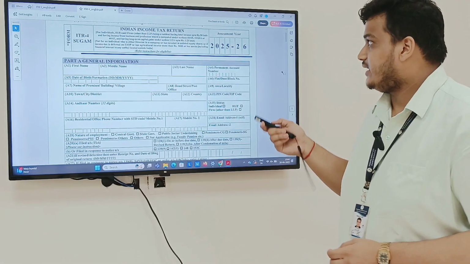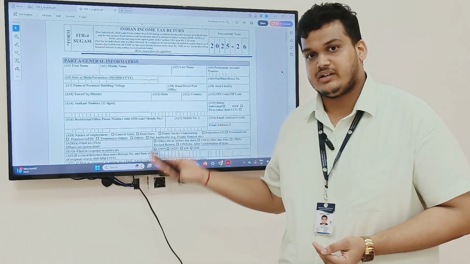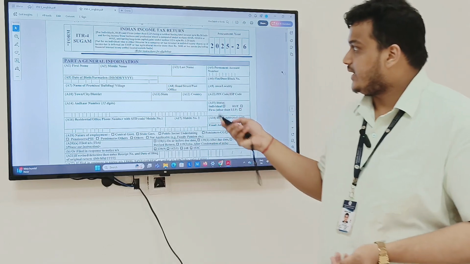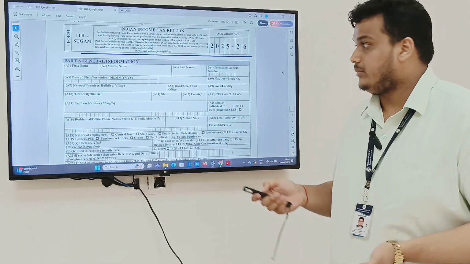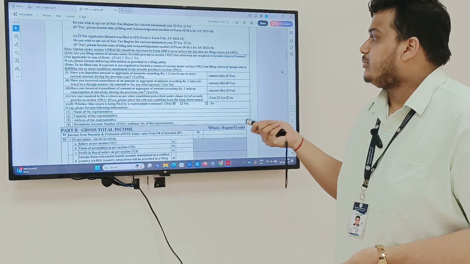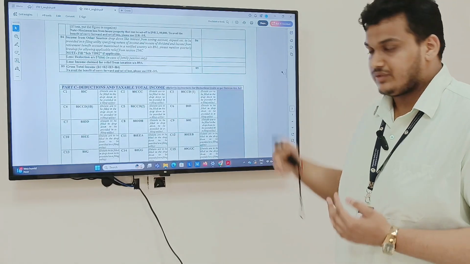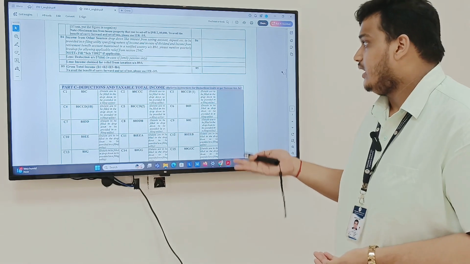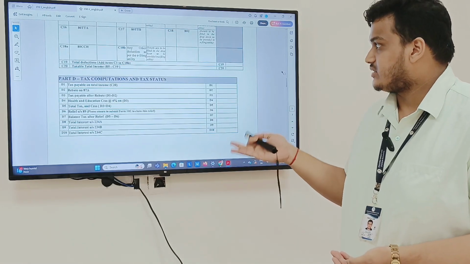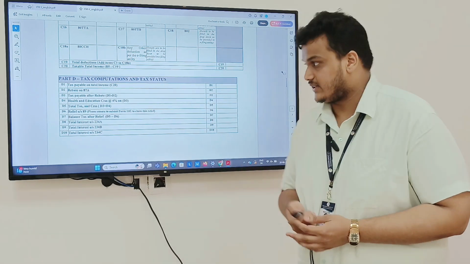So this is the ITR 4 applicable for this assessment year. Similar to ITR 1, it has been divided into several parts. Part A contains general information like your name, PAN, Aadhaar, address, etc. And in part B, you have to report your salary income, house property income, income from other sources and income from business. And part C contains deduction details and part D contains your computation of tax.